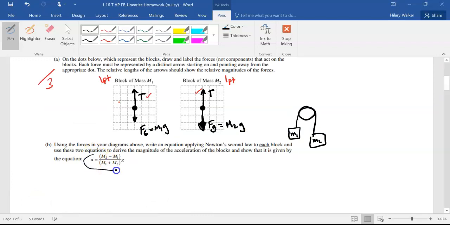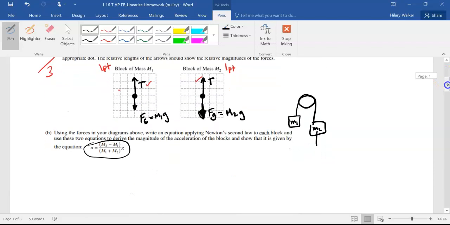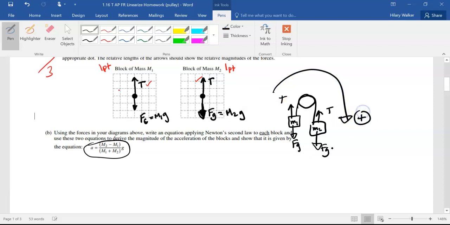Okay, so for part B, it looks like we need to find the acceleration and prove that the acceleration is this statement right here. So I'm going to look at my free body diagram. I'm going to draw it on here too. So we have FG going down, tension going up, and FG going down. What I do for these problems is I always say that the direction it moves is the positive direction. So I'm going to say this is the positive direction. So FG right here is positive, tension is negative. On this side it's moving upwards, so tension is positive and FG is negative.